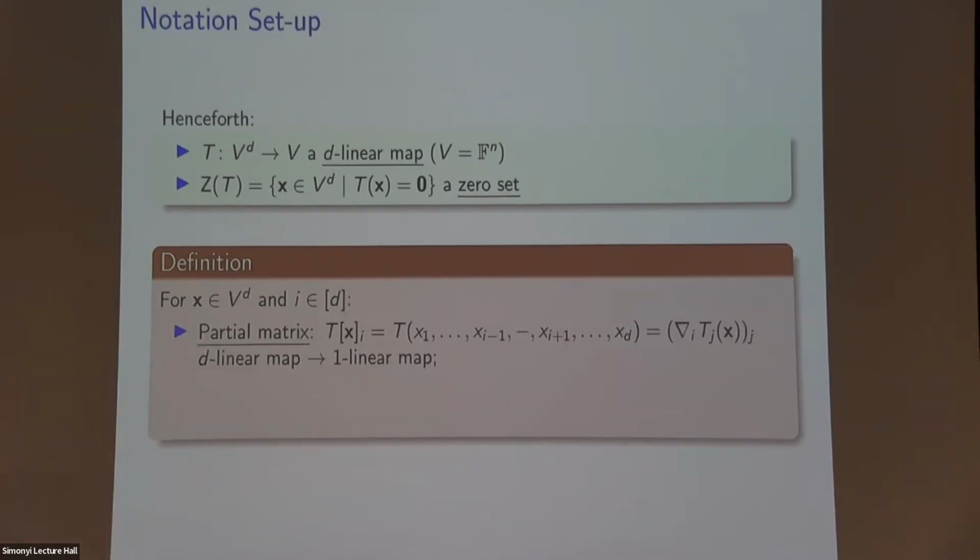Okay, so that means you plug in something into all but one of the variable sets. So that means instead of a D-linear map, I have a one linear map, aka a matrix. I call that a partial matrix. And you can do that for any point X, and you can do that along any dimension. So those are plenty of ways to think of a tensor as a matrix.